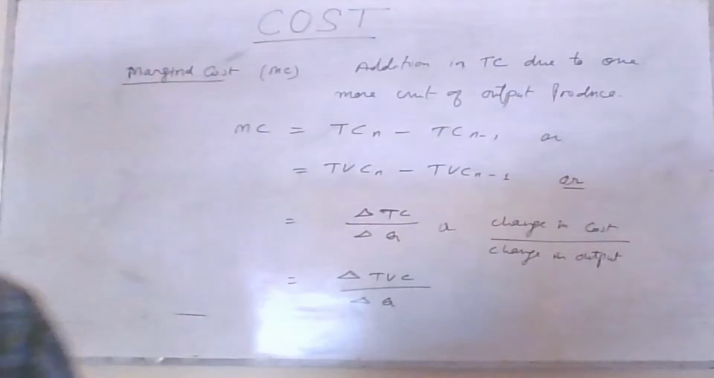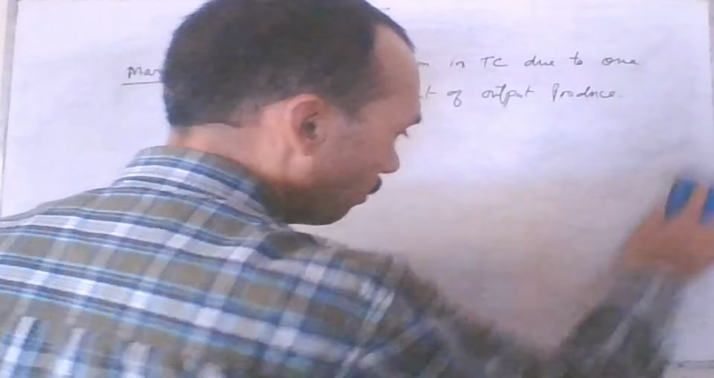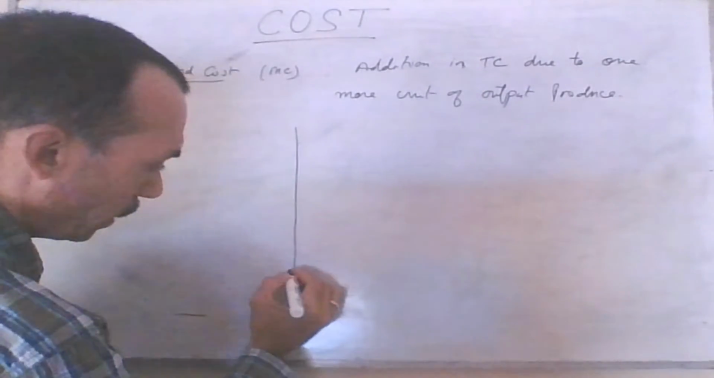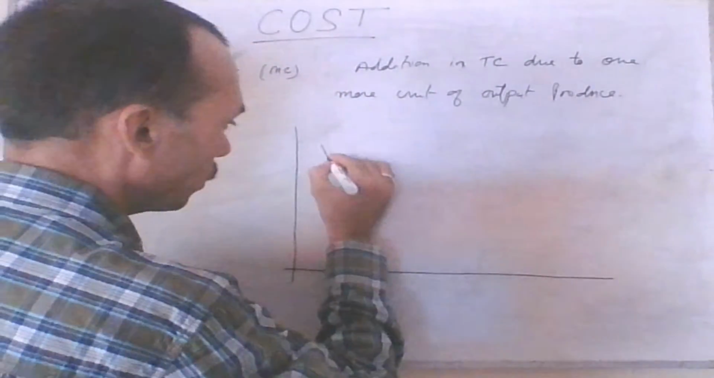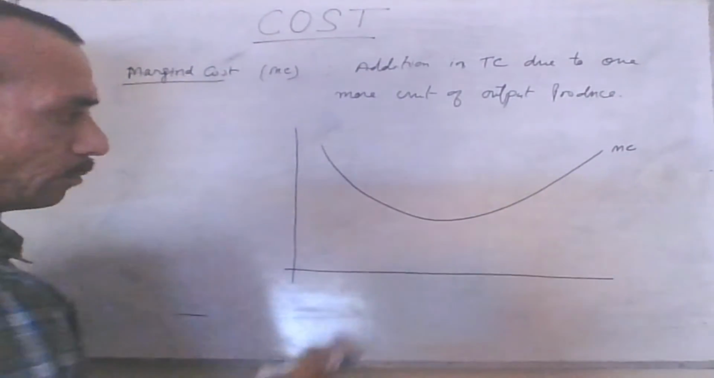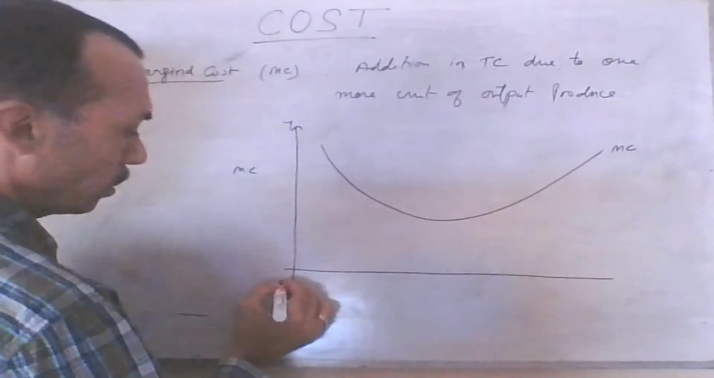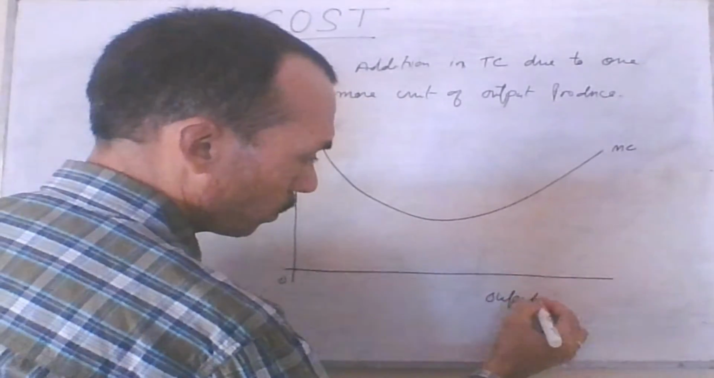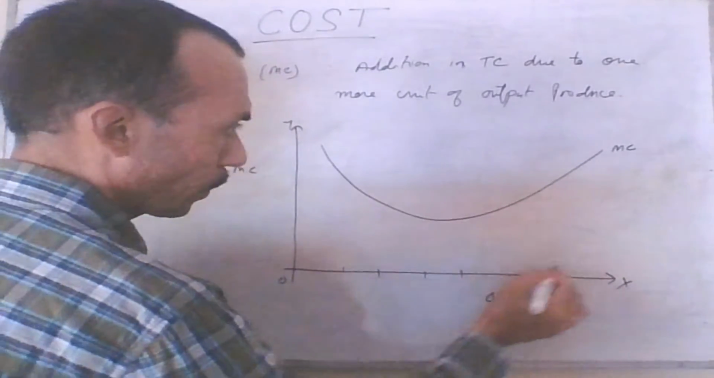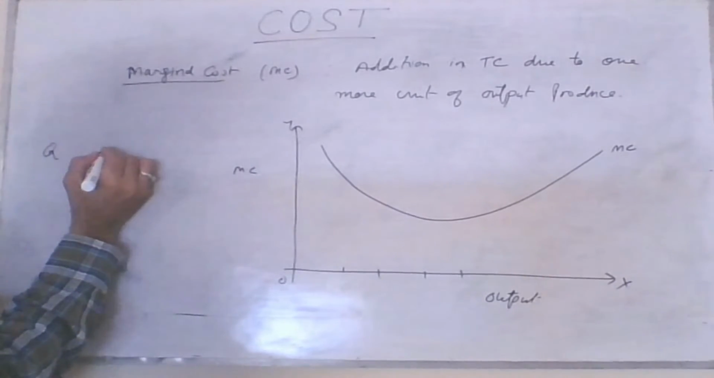The marginal cost is also U-shaped. Diagrammatically, marginal cost is also U-shaped. In the diagram, we can say this is the marginal cost, MC. Like the average variable cost and average cost, MC is also U-shaped. This is your marginal cost, and this is output. On the x-axis is output, and this is marginal cost. Say this is your output, and this is your cost, TC.